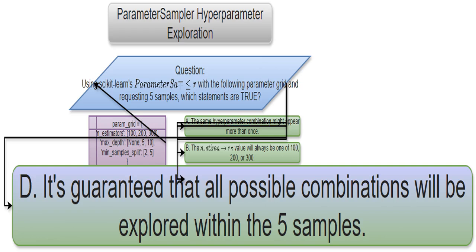Nope. ParameterSampler is a random sampler. It doesn't guarantee that. We only ask for 5 out of 18 possible combinations, so it's highly unlikely we see them all. Thus, this is false.